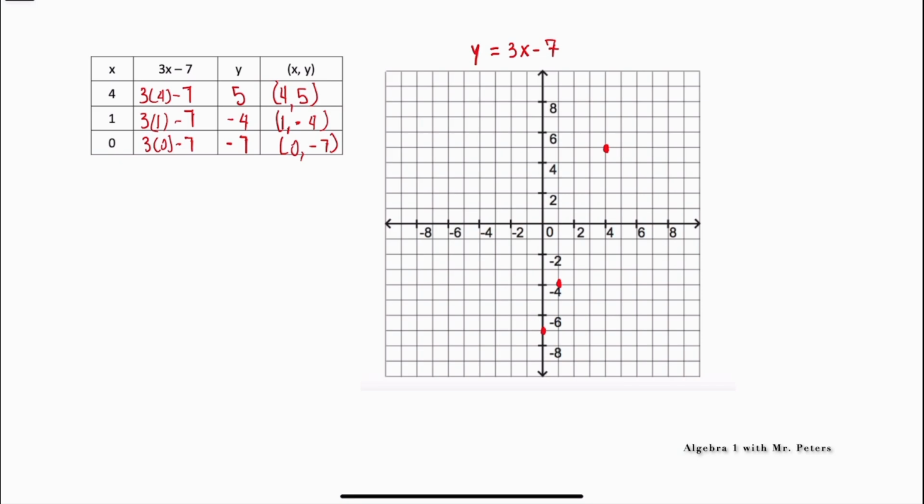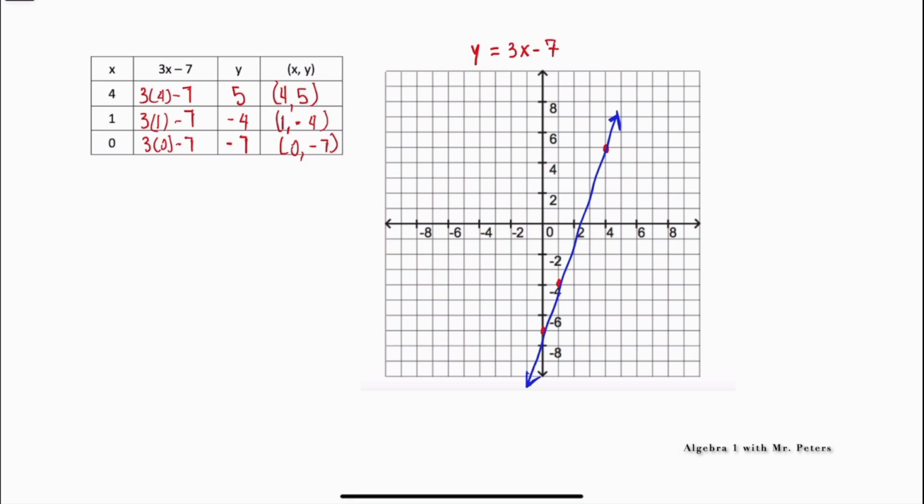So when we go through now and we draw a line through these 3 points, the equation for this line is going to look something like this. And as a rule of thumb, we really only need 2 points. But I always suggest 3, because if you make a mistake, it's easier to catch it when you have 3 points, because they won't all line up.